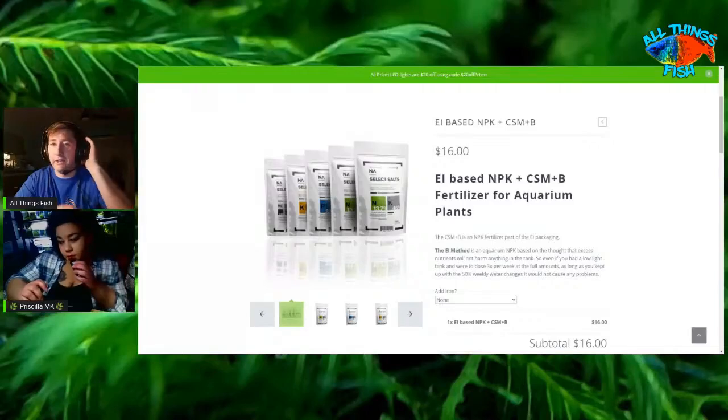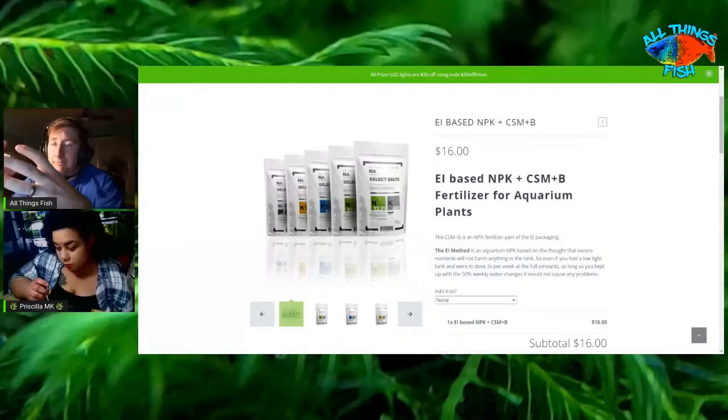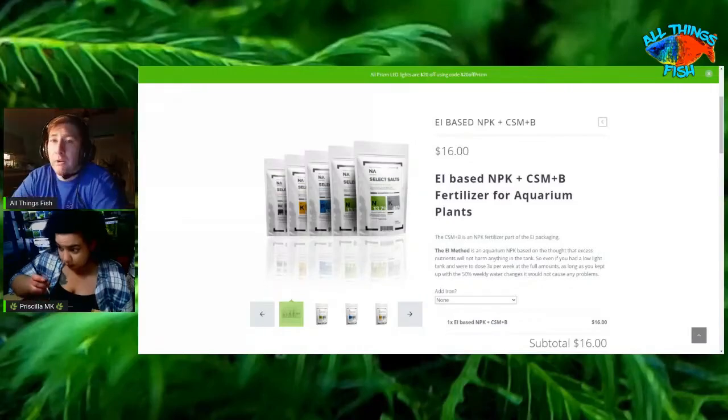And with that, like I mentioned before, that keeps your micros and macros from reacting with each other more or less. So it is a little bit more work because you are dosing separately and you actually have to measure out the salts. However, you do have the benefit of customizability.